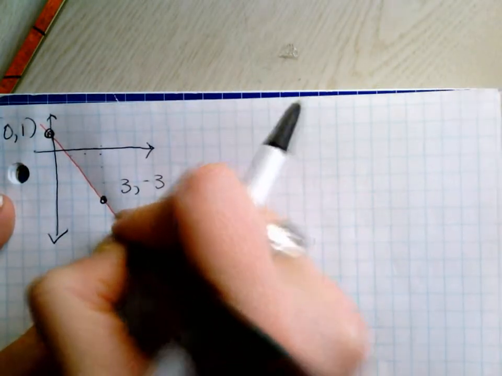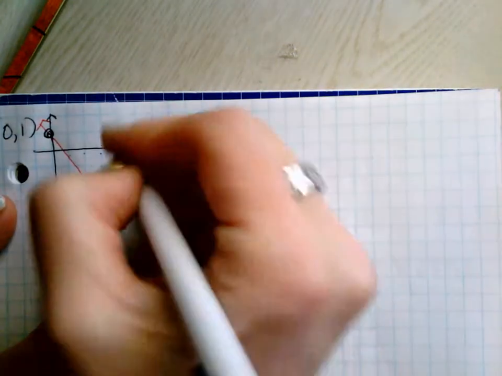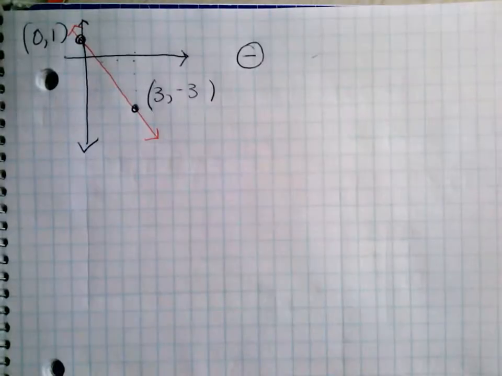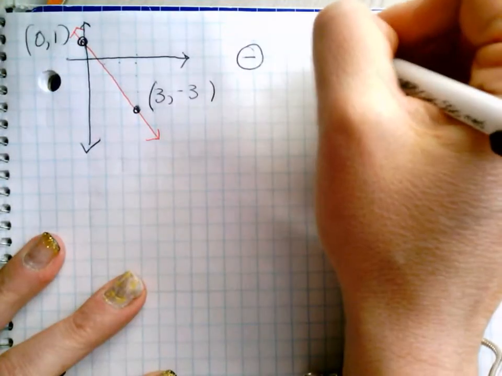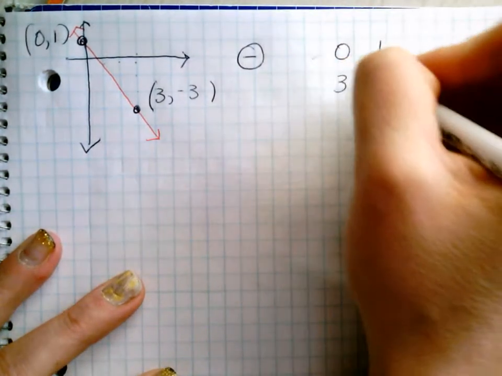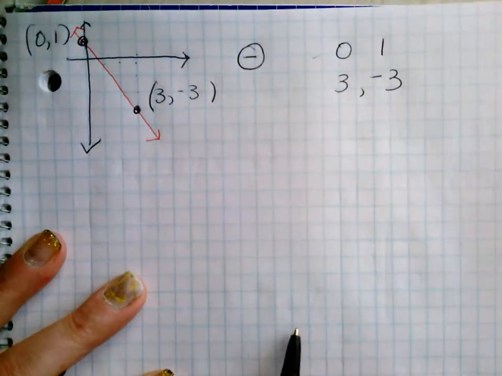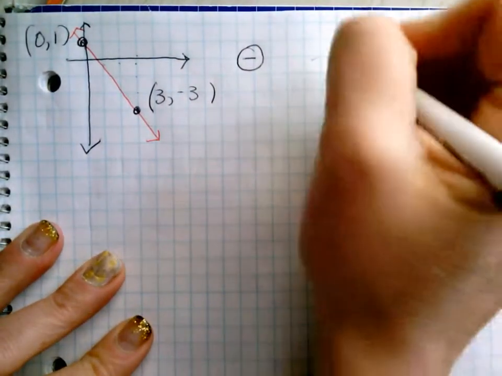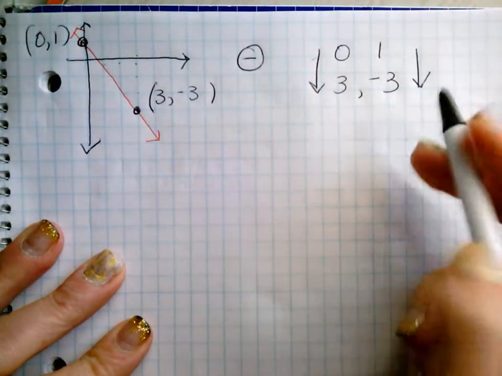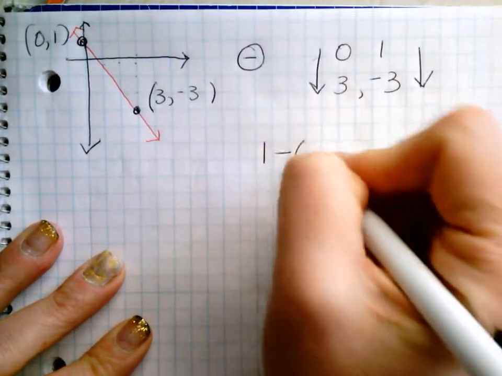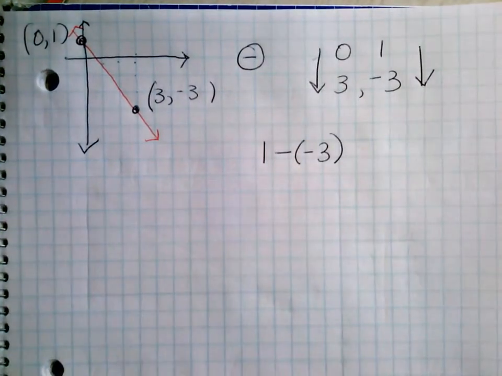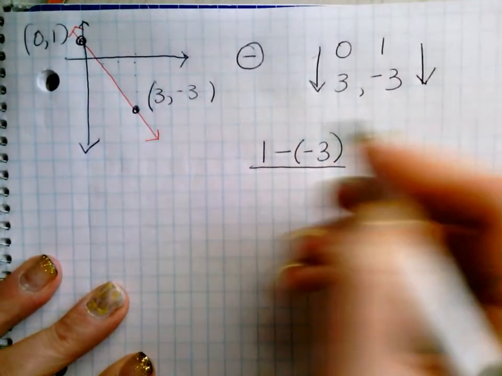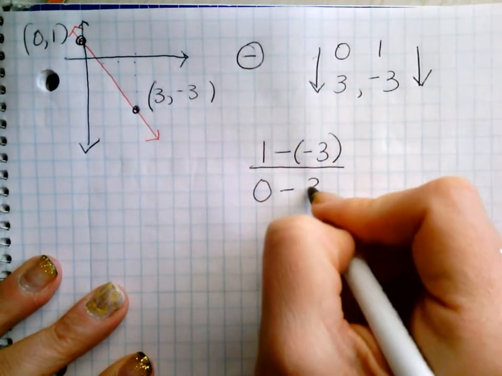It's going downhill. Do you think it's going to be positive or negative? It's definitely going to be negative. If you come up with something that isn't negative, you've done something wrong. Okay, so listing (0, 1) and (3, negative 3), I'm going to do my subtraction. Let's go from top to bottom. Okay, change in y: 1 minus negative 3. It's not 1 minus 3, it's 1 minus negative 3. Change in x: 0 minus 3.